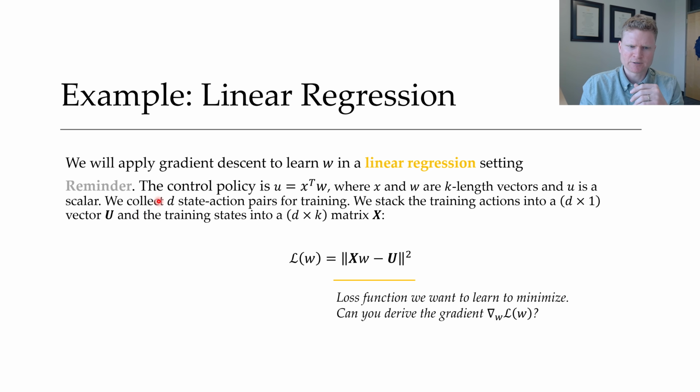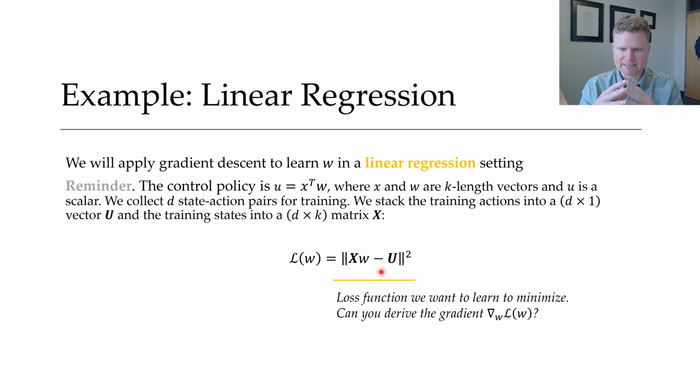But just as a quick reminder, in linear regression, I have a control policy of the form U equals X transpose W, where X and W are k-length vectors, and U is a scalar. What I'm going to do is collect a data set of labeled state action pairs. All my actions are going to be put into a d by 1 vector U, and all my training states are going to be put into a d by k matrix X. So again, I've got these states X, my actions U, and I've got my loss function down here. The goal is to try to learn some values of W such that my predicted actions match the actual actions I saw at training time.